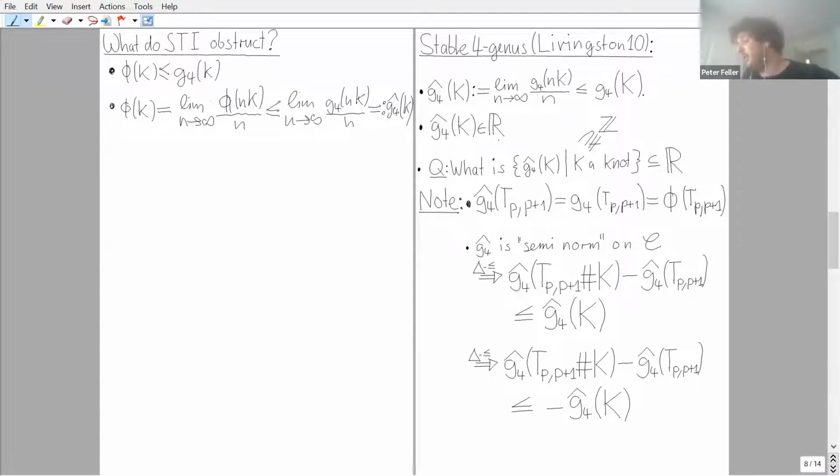A priori, it's only a real number, and we know nothing about the stable 4 genus. Let me tell you, we don't know whether it's always a rational number. We know Livingston constructed a family of knots such that the stable 4 genus is closer and closer to 1/2, but we do not know the exact values. We just know Z can show up, and it's not everything. There are some other values, but I couldn't tell you whether there's a single value that is not an integer that is rational. I couldn't tell you whether there's a single value that is not an integer that is irrational. So this is really a badly understood quantity.